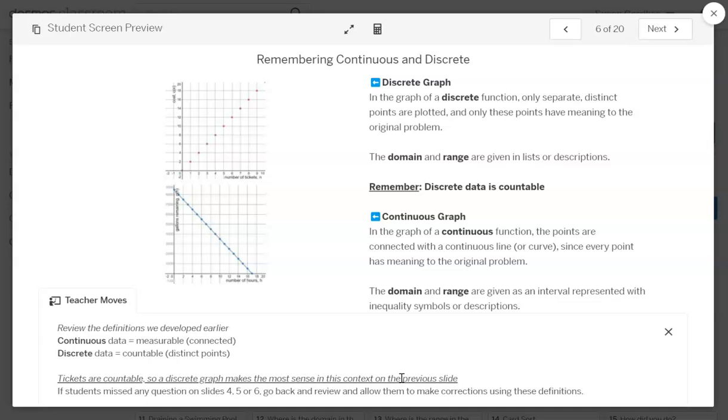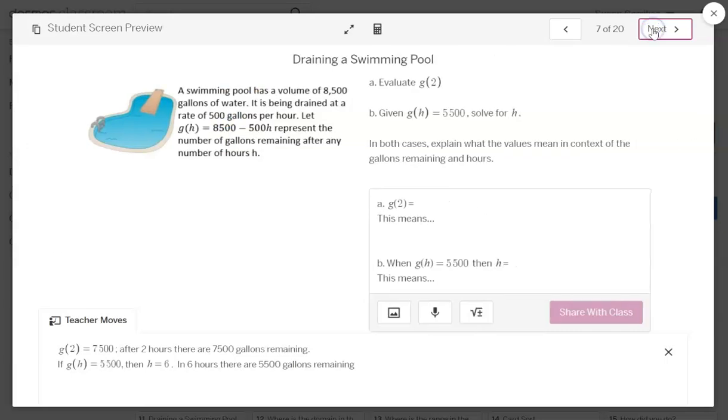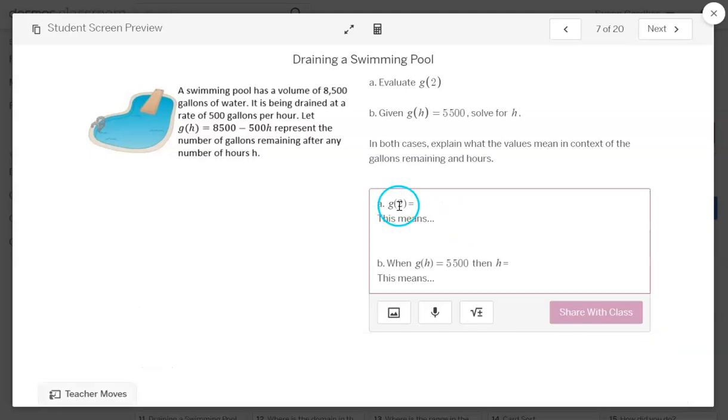We were talking about tickets, ticket sales. These are discrete, distinct points. You don't have fractions of tickets, so you would not include the points in between in this scenario. And then they have another scenario, and this time evaluating a function, solving.